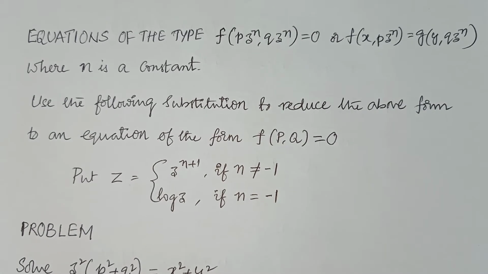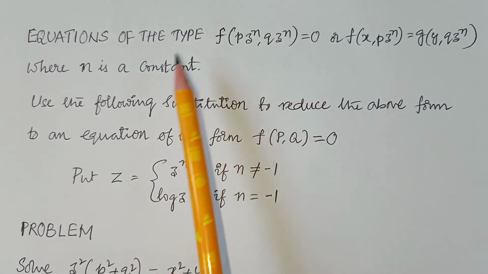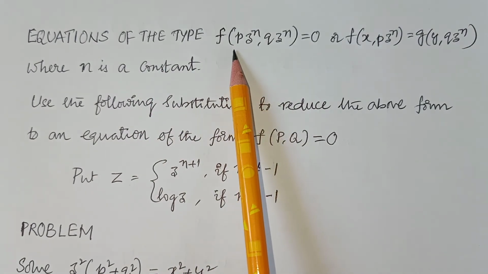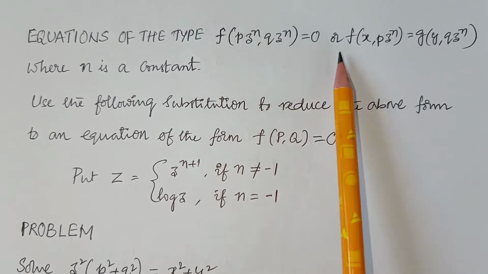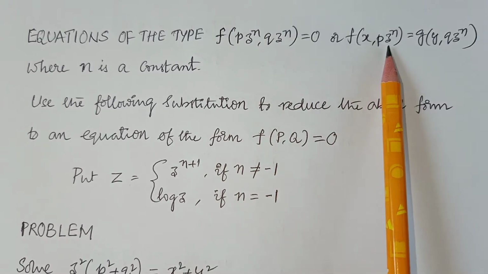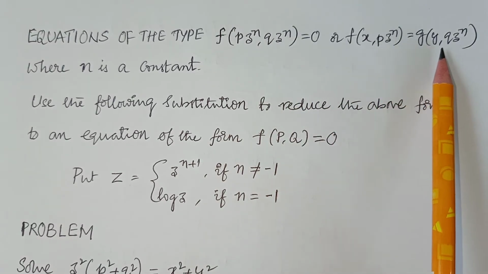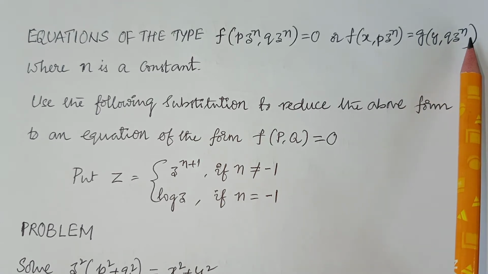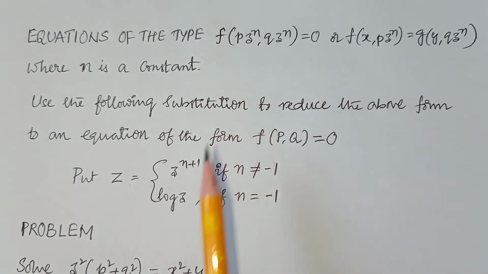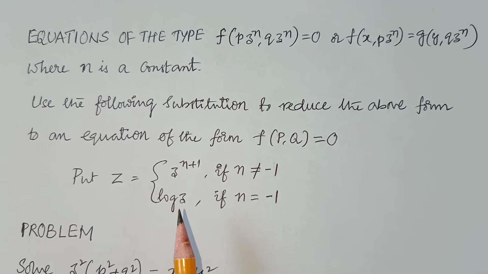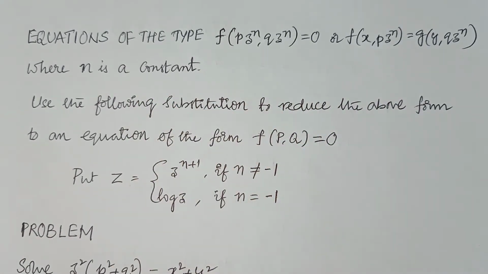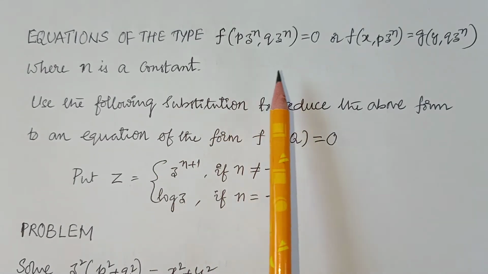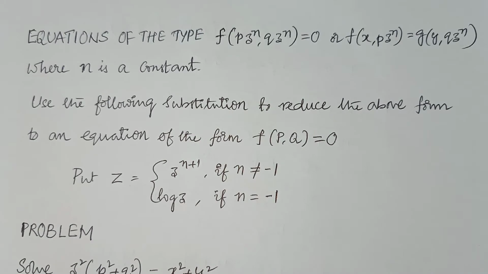Hi students, now we'll discuss equations of the type f(p z^n, q z^n) = 0, or f(x, p z^n) = g(y, q z^n). These are pz and qz combinations, where n is a constant. This is another problem that can be solved by reducing it to one of the standard forms.